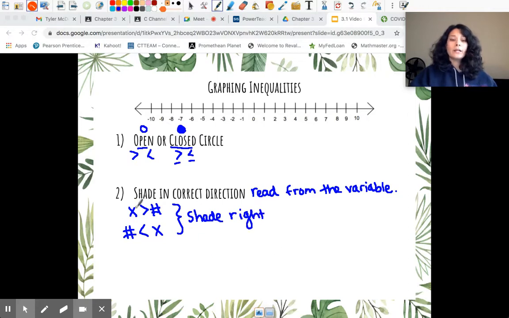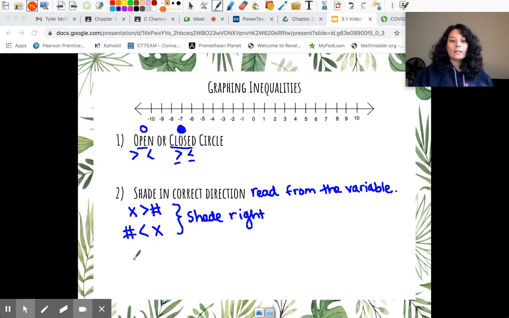Because think about it. If you had the inequality x is greater than 5, that's telling me that all the solutions for that inequality have to be greater than 5. Well, if I look at this number line, where are all the numbers that are greater than 5? To the right of it. So I would shade to the right to include those values.